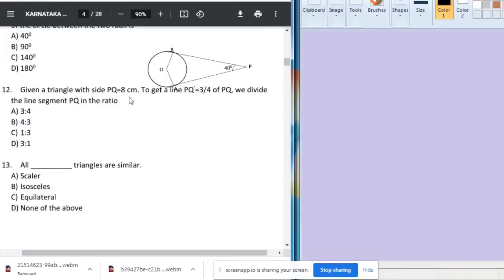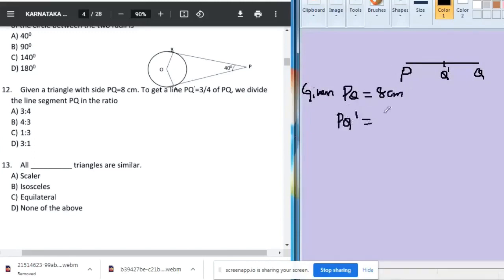12th question. Given a triangle with side PQ equal to 8 cm, to get a line PQ dash which is 3/4 of PQ, divide the line segment PQ in the ratio. So this Q dash is a point on PQ. I am drawing a line for better understanding. This is the line PQ, and Q dash is a point dividing PQ. They have given PQ is 8 centimeters, and PQ dash is 3/4 of PQ. This part is 3/4 of PQ.